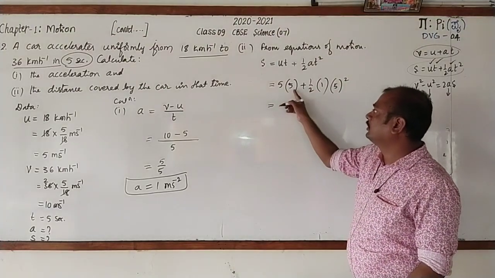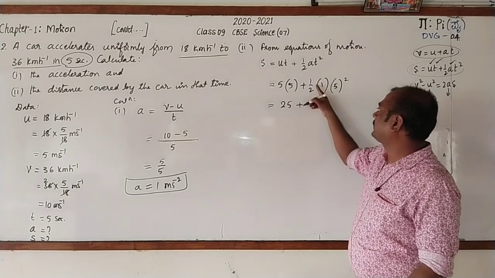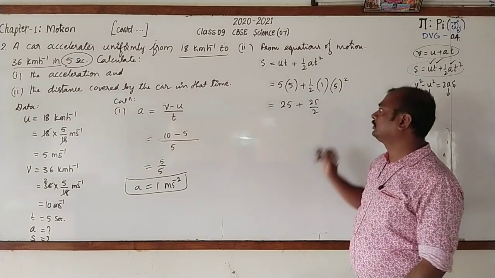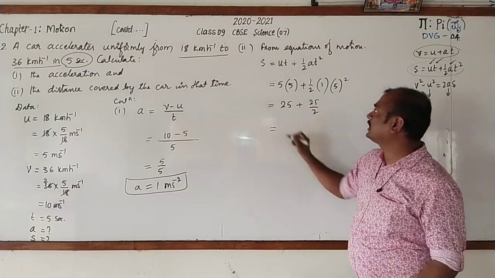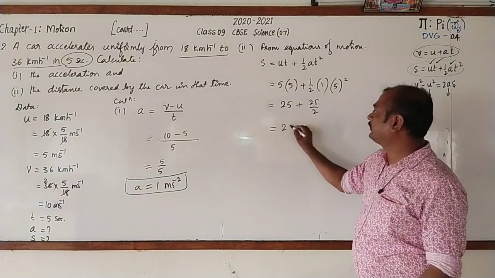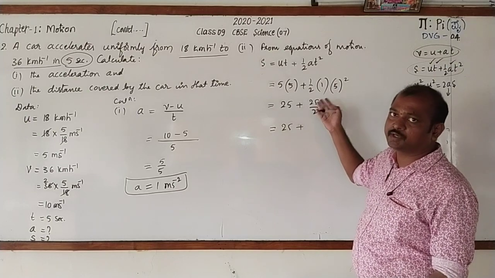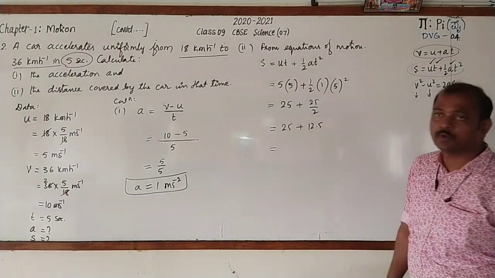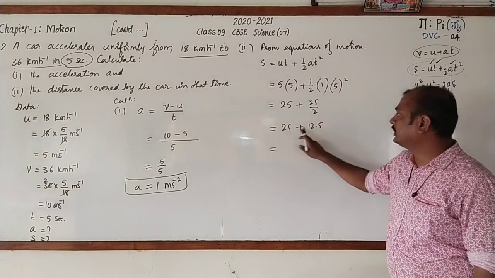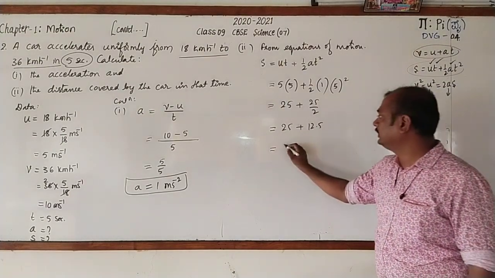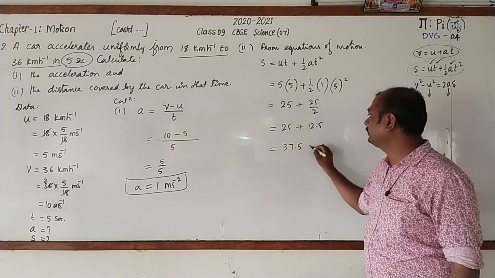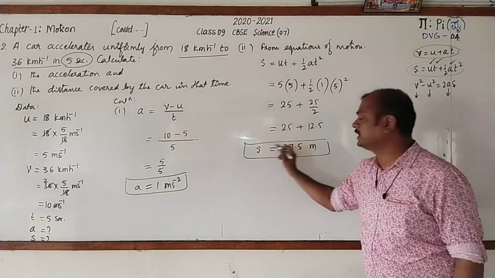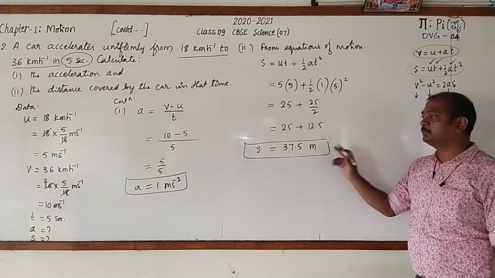This is equal to 5 5s are 25, plus what is 5 square? Again 25 by 2. As it is a simple number, I will cancel it directly. It is 12.5. What is 25 plus 12.5? It is 37.5 meter. Clear? So S equal to 37.5 meter.